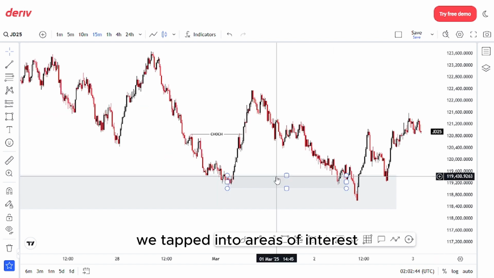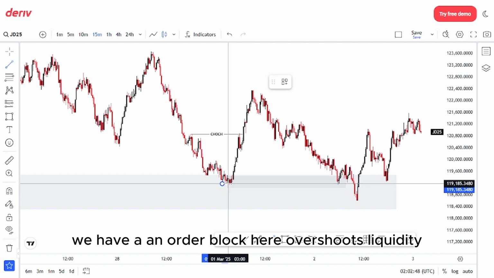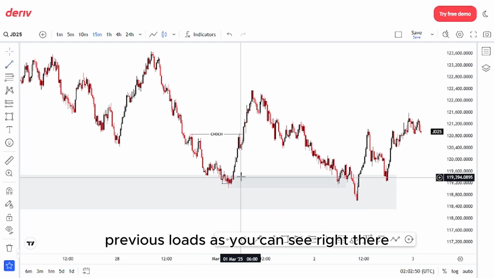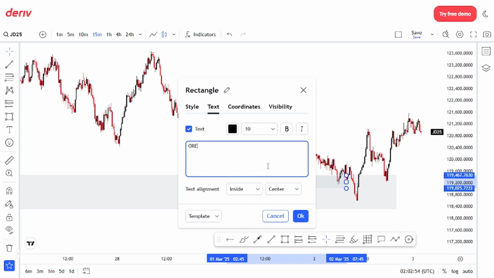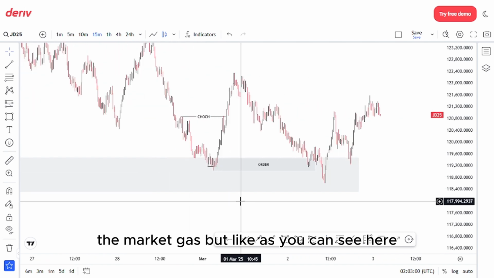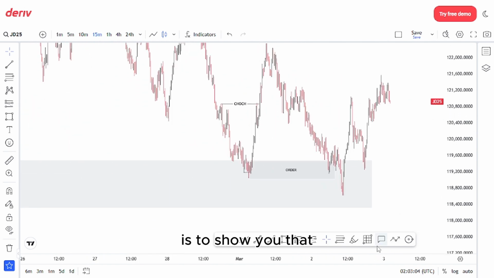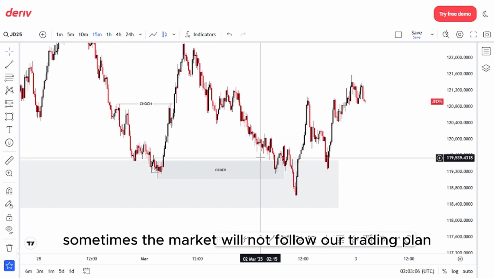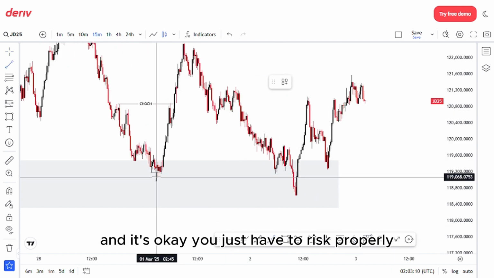We tapped into areas of interest. We have an order block here over sheet liquidity, previous lows, as you can see right there. So everything was stacking up very nicely, and we had everything in order. But you know, the markets, guys. For me to do this is to show you that sometimes the market will not follow our trading plan, and it's okay. You just have to risk properly, guys.